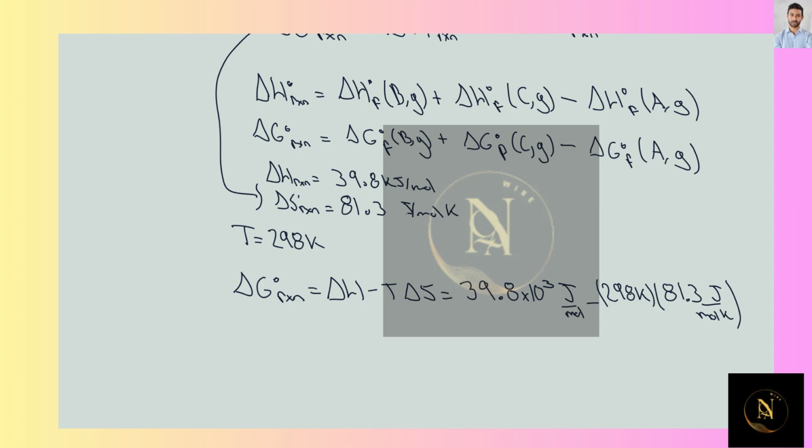And after this calculation, the delta G for this particular reaction at 298 Kelvin would be 15,572.6 joules per mole, or rounding up, approximately 15.6 kilojoules per mole for delta G of the reaction.